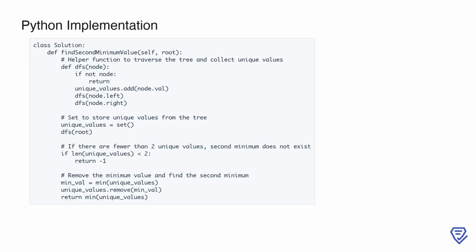This approach handles edge cases such as: 1. A tree with only one node, returns -1. 2. A tree where all nodes have the same value, returns -1. 3. A tree with exactly 2 unique values, returns the second smallest. The code is structured, concise, and avoids unnecessary computations, making it a clean and effective solution for the problem.